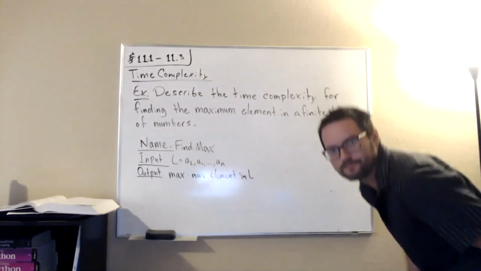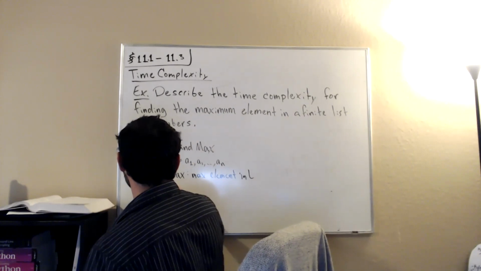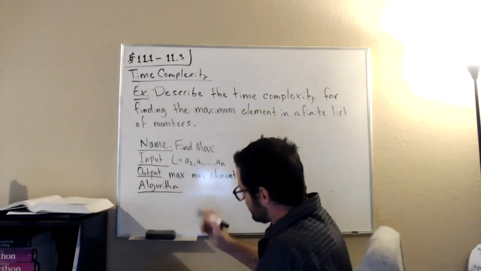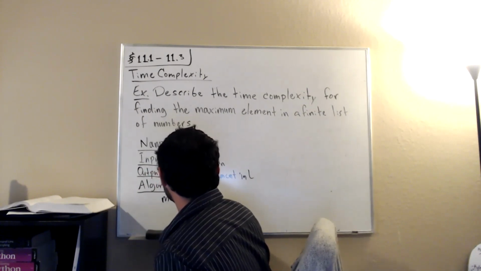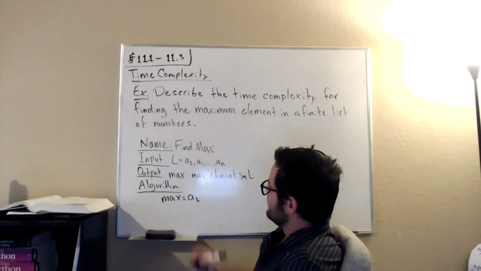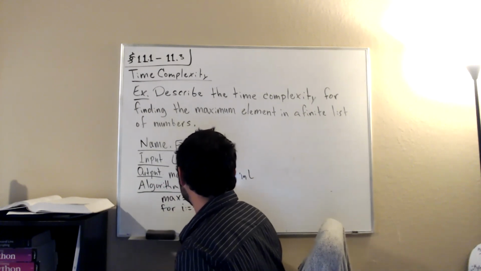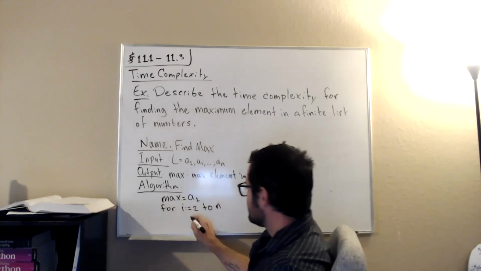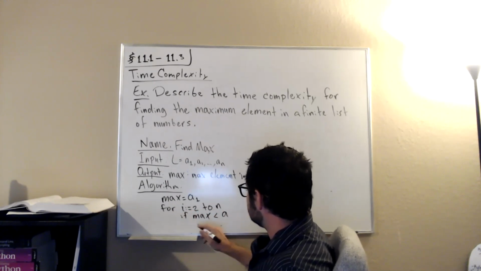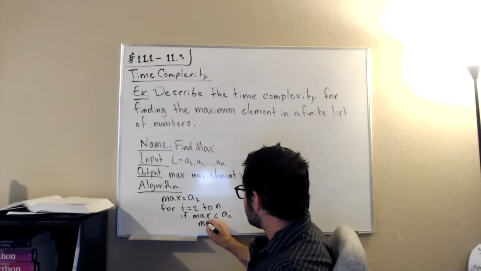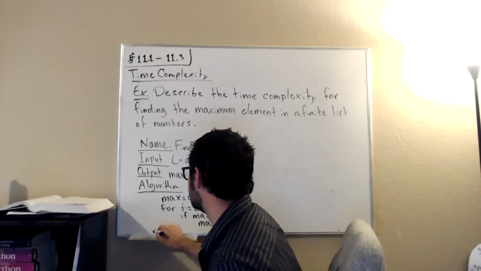Okay. So now let's look at the actual algorithm. The way that this algorithm works, we'll assume that max is equal to A1, the first element in the list. And then we can say for i equals 2 to n, if max is less than Ai, then max is assigned to be Ai. And then finally, we have return max.